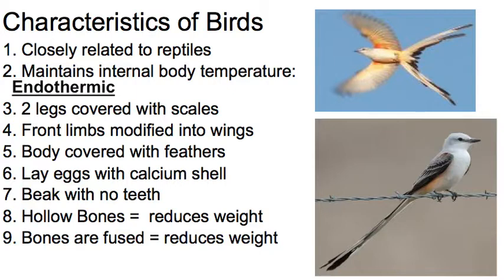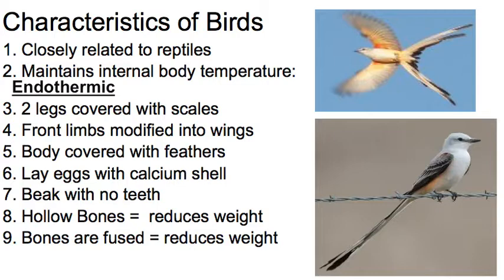Second is that they maintain their internal body temperature themselves, which is called endothermic. The third is that they have 2 legs covered with scales. And then the fourth thing would be their front limbs are modified into wings. Next would be that their body is covered in feathers, and they lay eggs with a calcium shell.